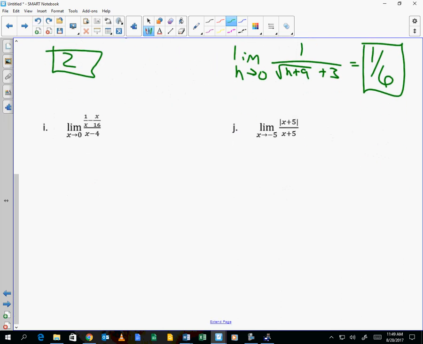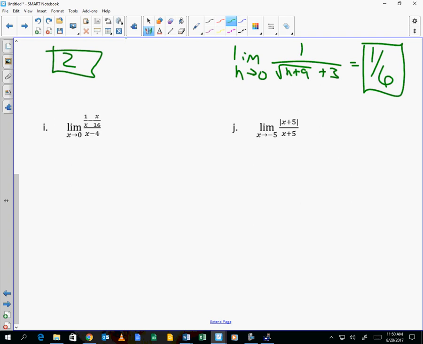Two examples left. What to do with I? What happens if you plug in 0? Why doesn't it work, Ty? You have 0 in the denominator right away. That's an issue. So maybe, in the denominator we're fine, but in the numerator we got a 1 over 0.